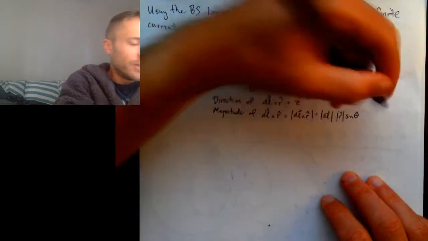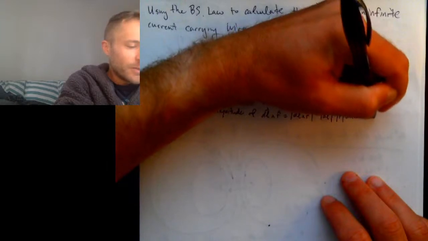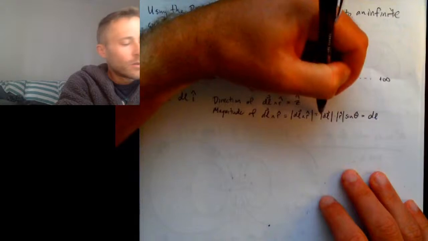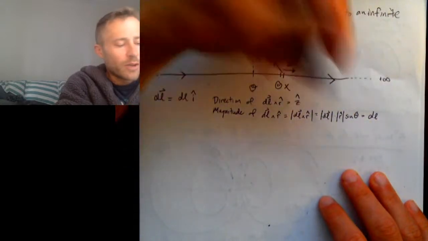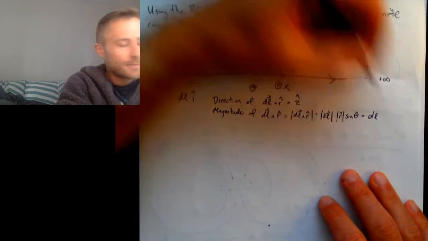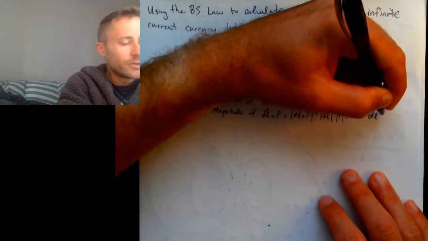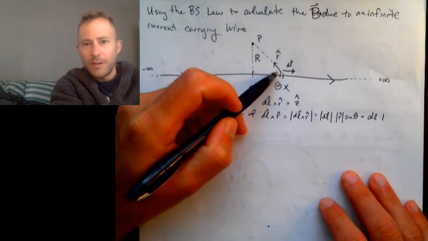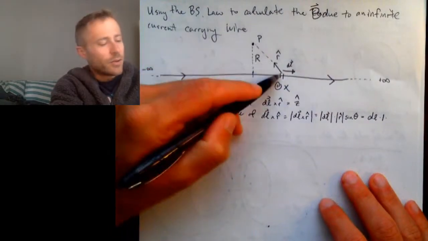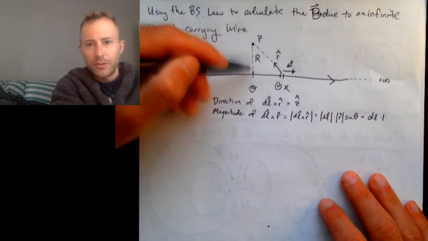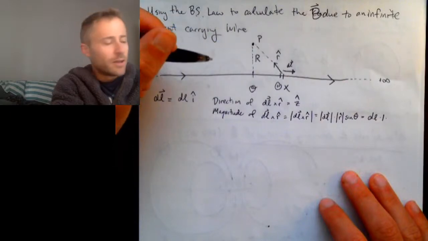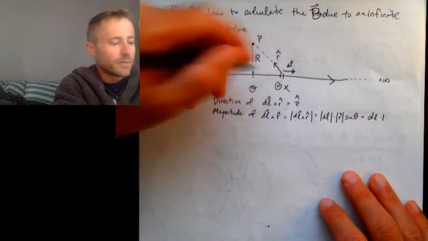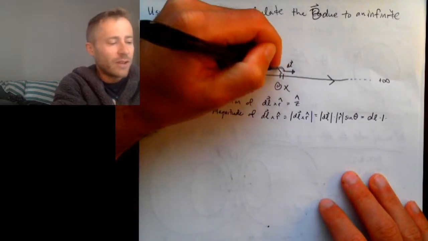The magnitude of dl vector is just dl, without the arrow over the top. The magnitude of r hat is just 1 because it's a unit vector. And then sine theta is going to be the vertical component of this triangle. Okay? So I can see that, or it's going to be, the sine of this angle.